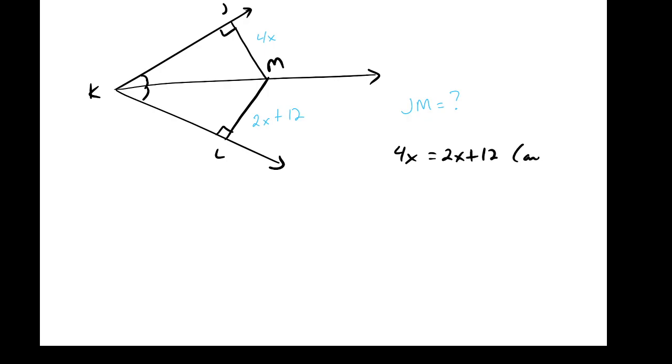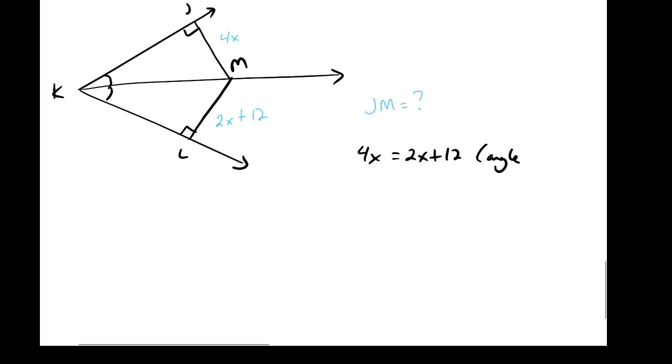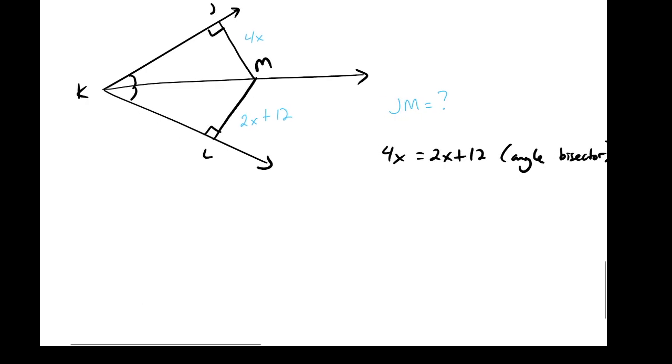Okay? And the reason we can set that up, and we've done this previously, right? When we set something up, we need to give a reason why. We usually do it in parentheses next to it. That's the angle bisector. And now we're going to solve, right? So let's go ahead and get to it. We're going to solve for x, so subtract 2x from both sides. Now we're doing a little bit of algebra. So we have 2x is equal to 12, x is equal to 6. However, we want JM. Well, we know that JM is equal to 4x. So we know what x is. We can substitute in 6 for x, and we know that JM is going to be equal to 24.